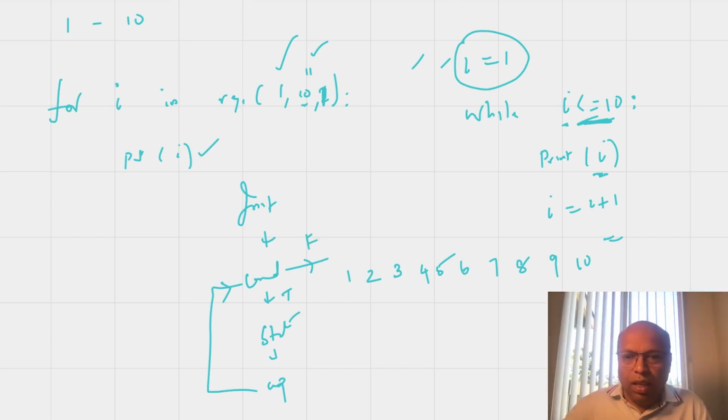Now look at this. If initialization is not there, the loop is not going to run. What would happen if my statement is not there? It will never print anything.